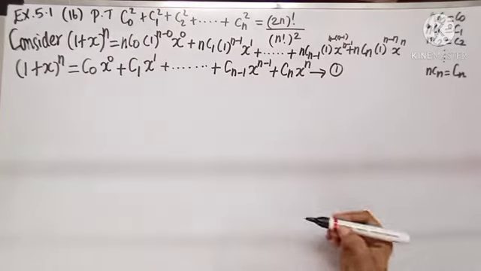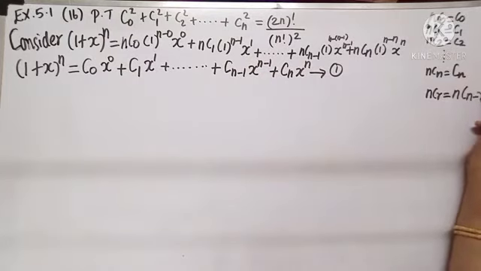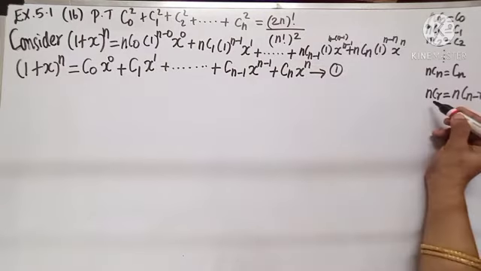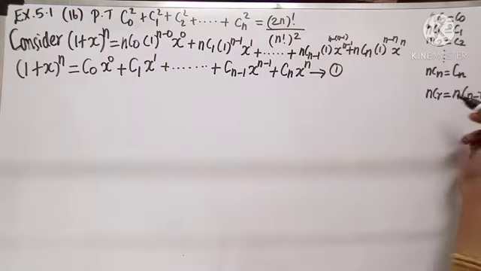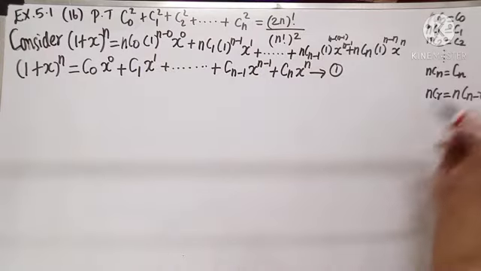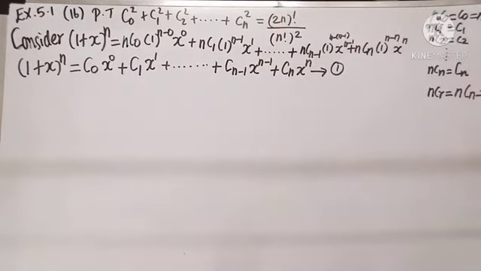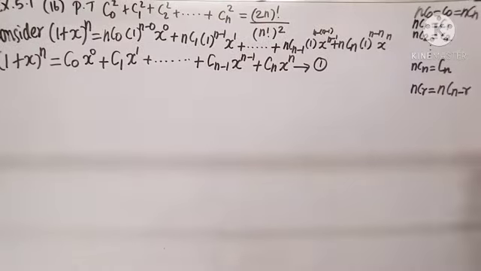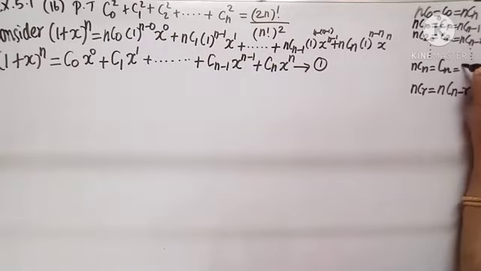Now, we know nCr equals nC(n minus r). If I apply it here, what about nC0? It will become nCn. What about nC1? It will become nC(n minus 1), nC(n minus 2) and so on, nC(n minus n).